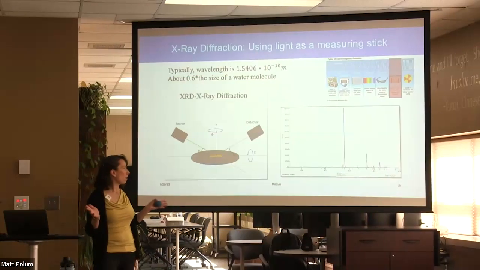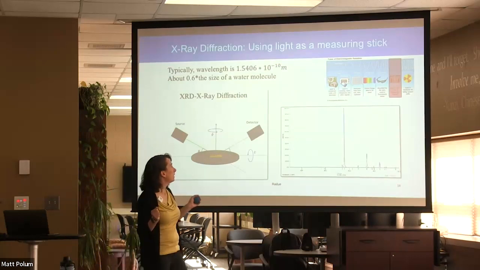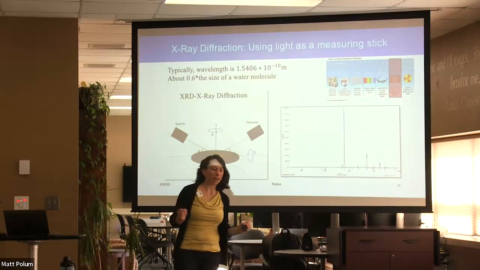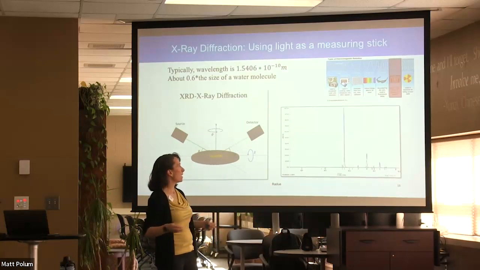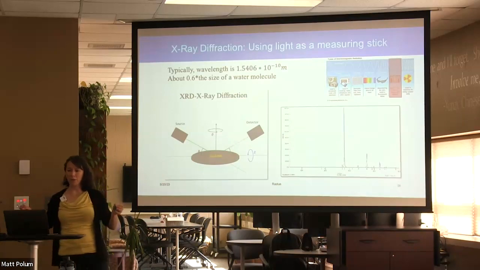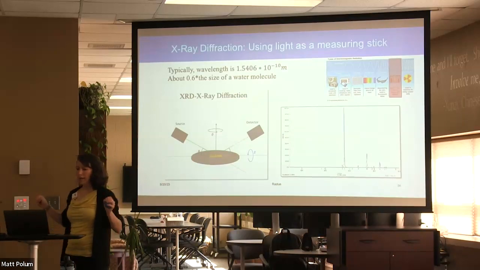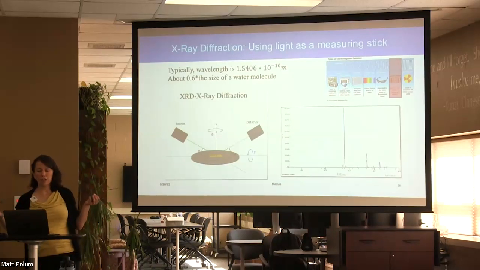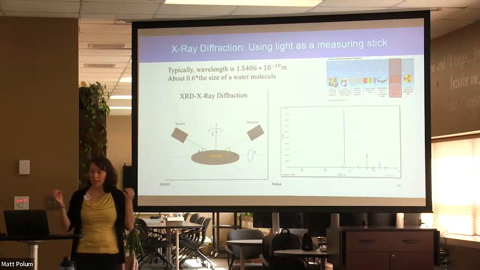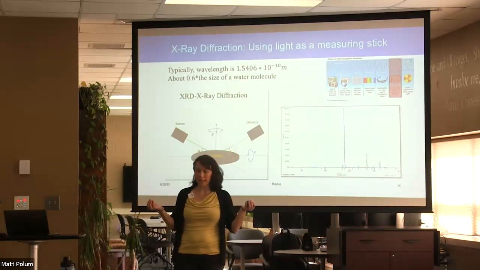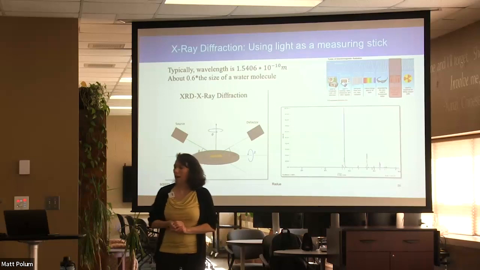The method for measuring structure is XRD, which uses X-rays. The reason I love this for measuring structure is because X-rays make a fantastic measuring stick. The wavelength is about 1.54 times 10 to the negative 10th meters, about two-thirds of the size of a water molecule, insanely small. But that is the perfect size to measure spacings between molecules.